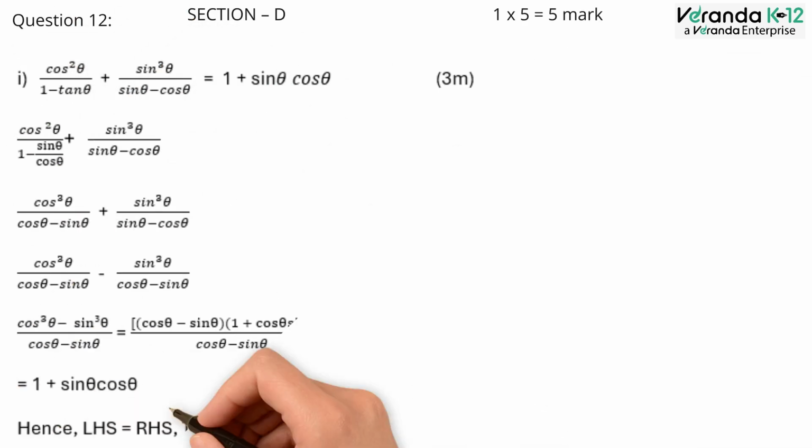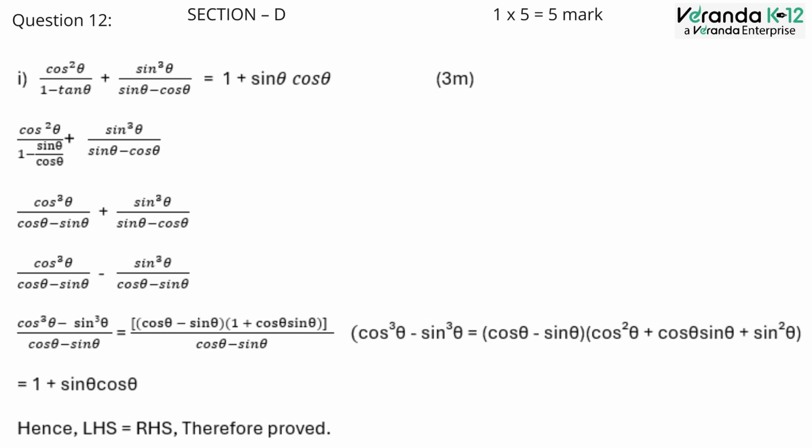So now we'll move on to section D, 12th one, first question. Prove that cos square theta by (1 minus tan theta) plus sin cube theta by (sin theta minus cos theta) is equal to 1 plus sin theta cos theta. So to prove LHS is equal to RHS, first step we will convert tan theta in terms of sin and cos. So cos square theta by (1 minus sin theta by cos theta) plus sin cube theta by (sin theta minus cos theta).